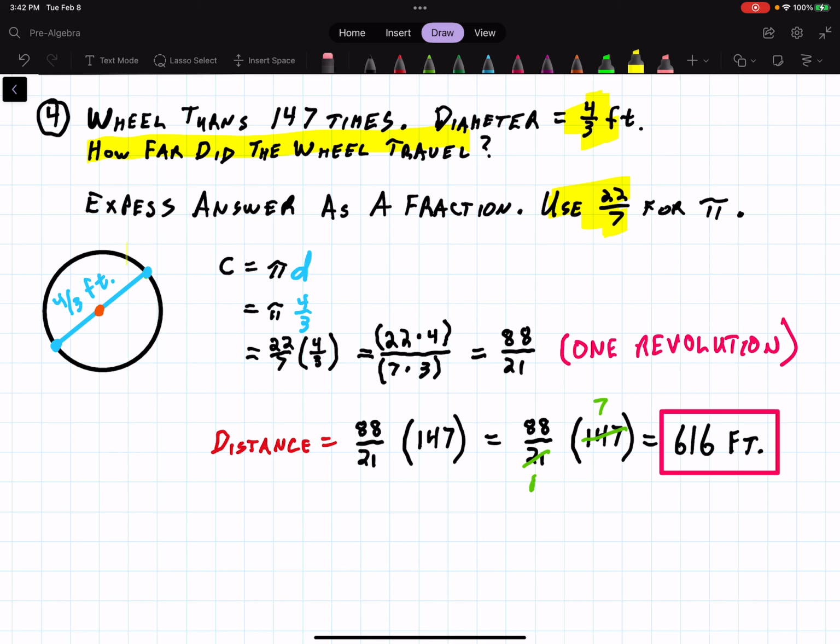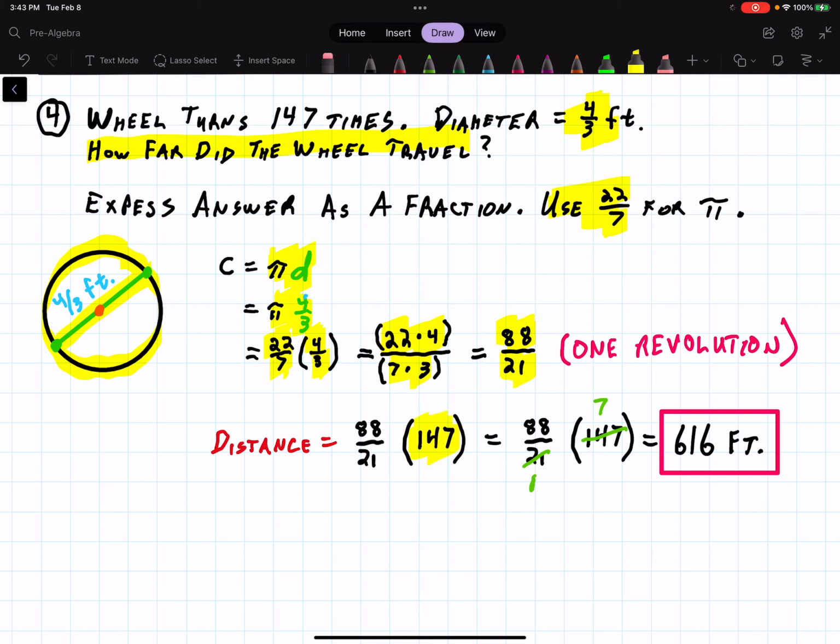So I've drawn the picture. Here's our wheel. We know the diameter is 4/3. We need to find the circumference. And I said that wrong earlier. The diameter is 4/3 of a foot. The circumference is going to be pi times that 4/3. Okay, so 22/7 is what we're supposed to use with 4/3. There's no cross canceling that can go on there. So the top of my fraction is 22 times 4. The bottom is 7 times 3. That gives me 88/21, which is 1 revolution. And that's of a foot.